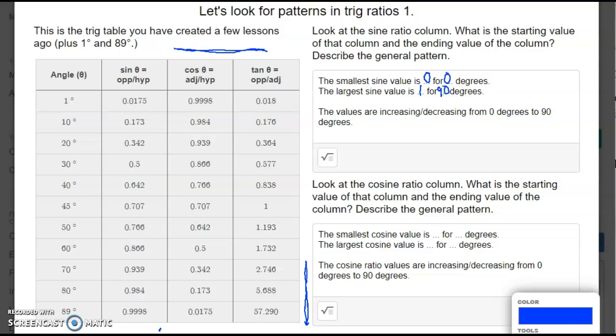Look at the cosine ratio column. What is the starting value? It's starting at 0.999, close to 1, for 0 degrees, and then it goes all the way to close to 0 for 90 degrees. The cosine ratio values are decreasing as the angles get bigger. It starts close to 1 and then gets smaller and smaller until it reaches 0. So it is decreasing while sine is increasing.